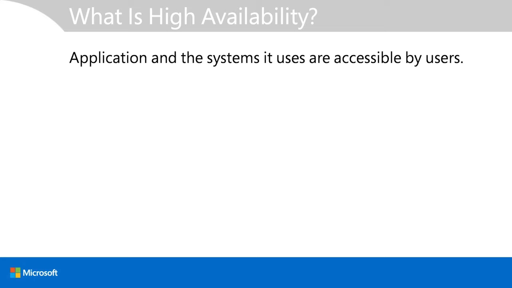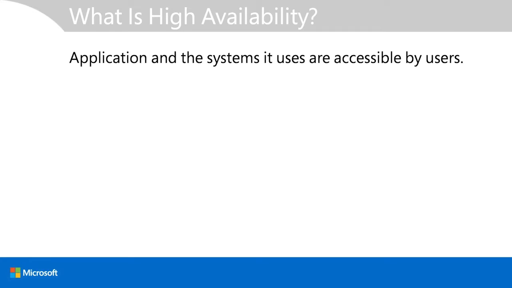In just about every conversation about computing systems, someone's going to bring up the term high availability. But what exactly does the term high availability mean? Well, to understand high availability, we first have to define availability itself. When we say that an application is available, we simply mean that the application and the systems that it uses are accessible by users. That's it. It's pretty simple stuff. Availability is measured as a percentage of availability over a specific period of time, but there really isn't an explicit definition of what constitutes high availability.